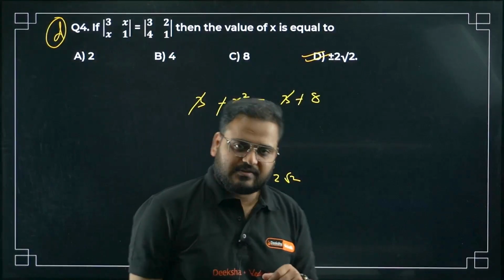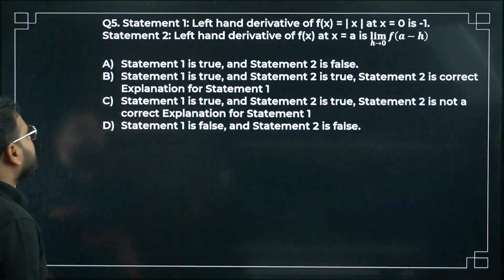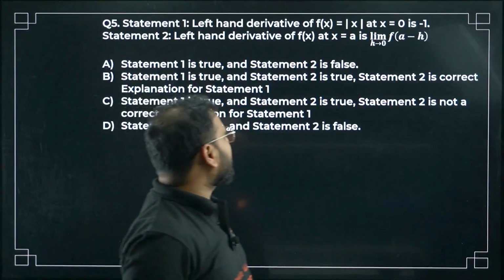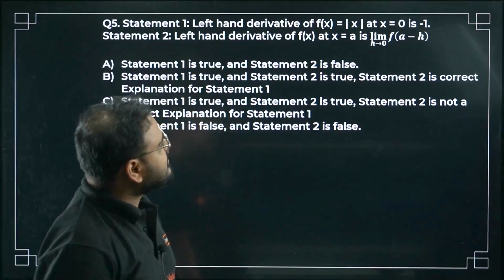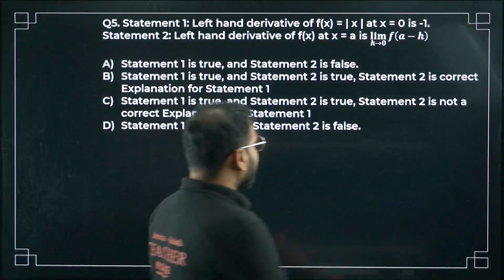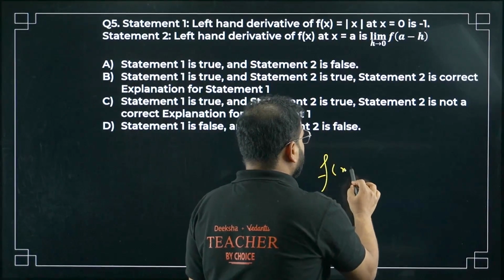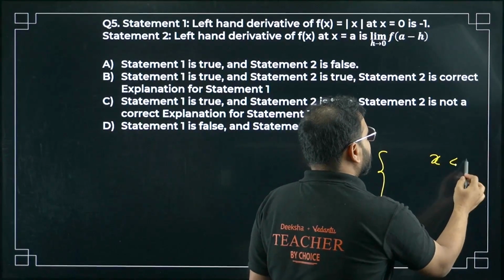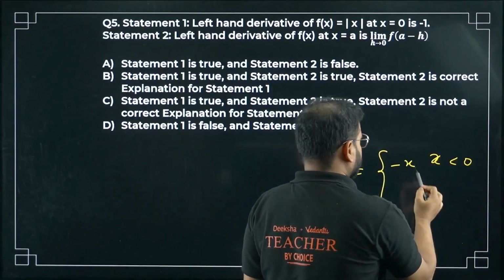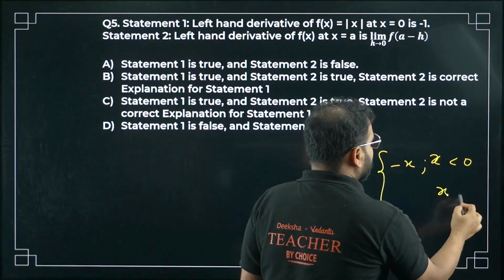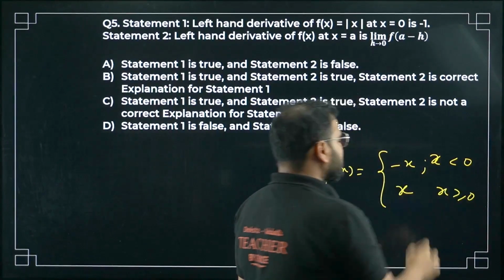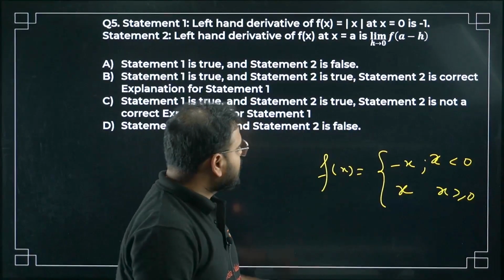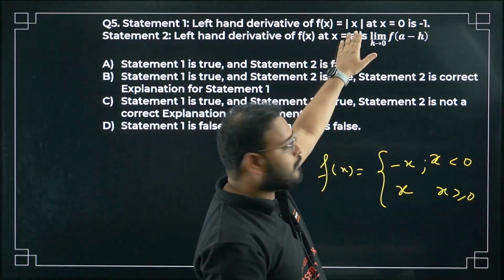Simple, easy, extremely easy. Moving on to question number 5. Statement 1: the left hand derivative of f of x equal to mod x is minus 1 at 0. Okay, let's define this function. When x is less than 0, it's going to be minus x, right? When x is greater than 0, it's going to be plus x, right? Correct? So this is how they define the function f of mod x.